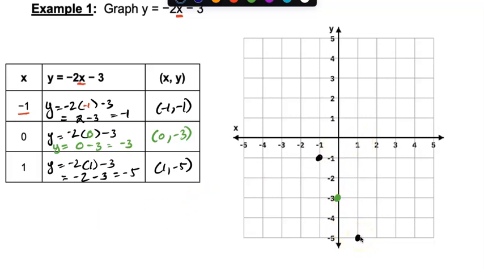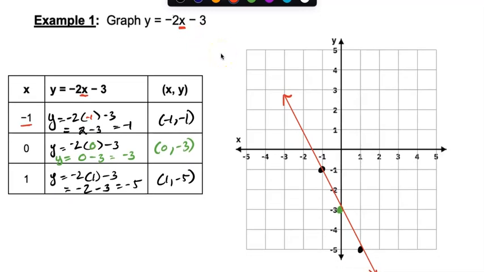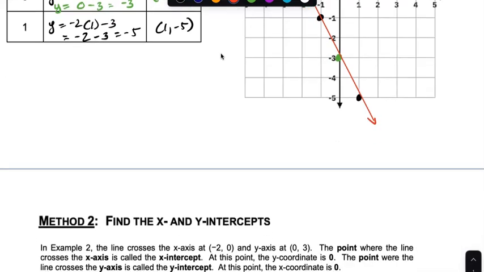Now all we have to do is connect the points. And then we have graphed this by using the table of values. So that's table of values. It works for any type of graph, linear, nonlinear, doesn't matter. If you do a table of values, it always works. It's just kind of long. So usually we do an easier method.